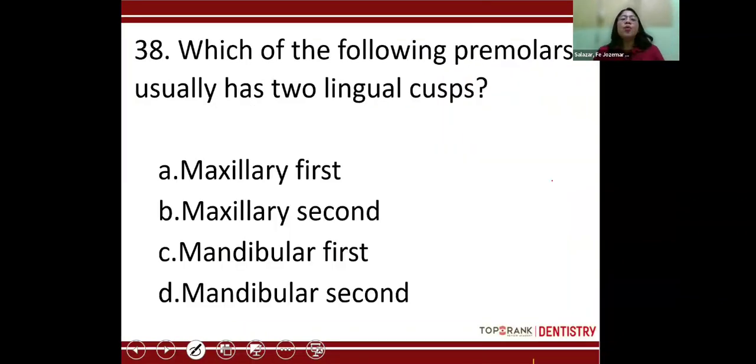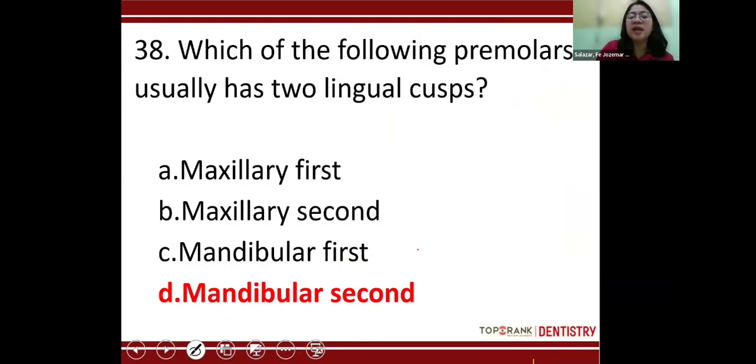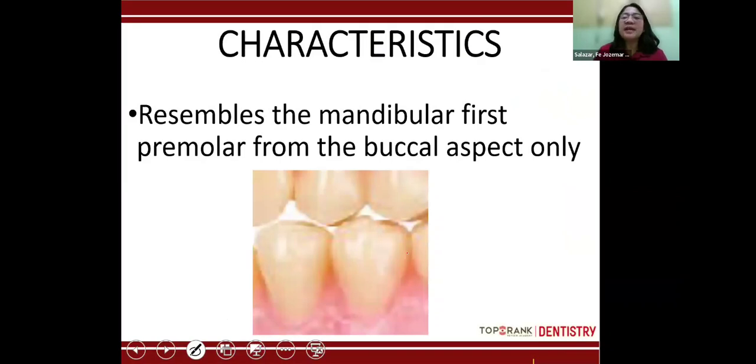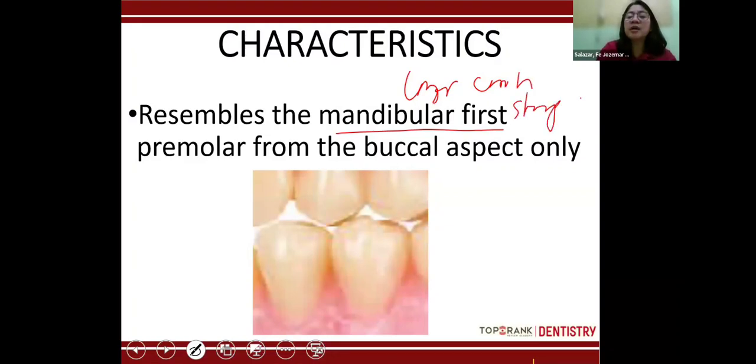Number 38, which of the following premolars usually has 2 lingual cusps? Ano dyan? Yes, your mandibular second premolar. Ito, tigi-isa lang ang lingual cusp nila. So it resembles the mandibular first premolar from the buccal. Ano yung difference? Ang mandibular first, longer ang crown at sharper cusp tip.